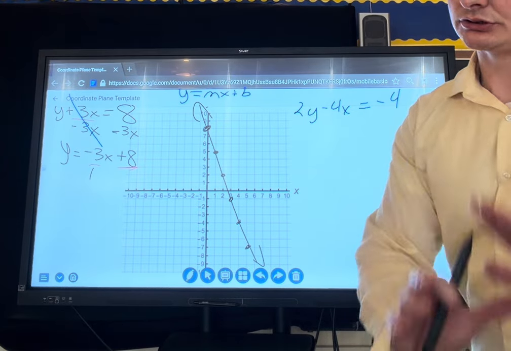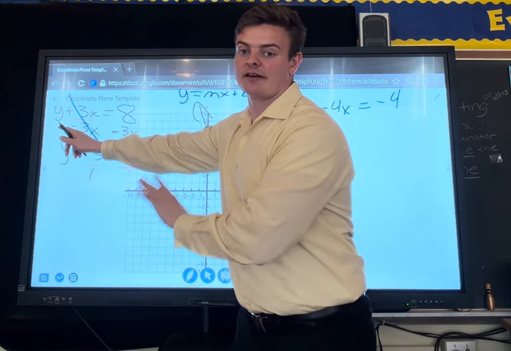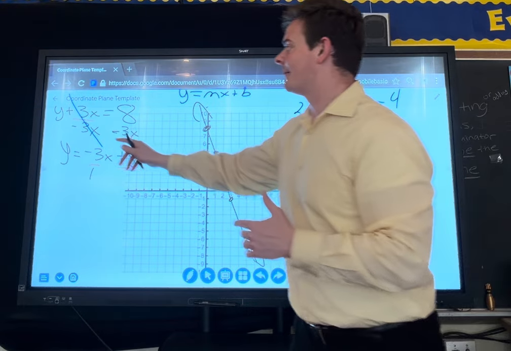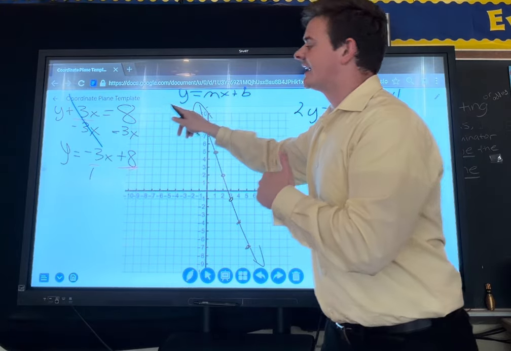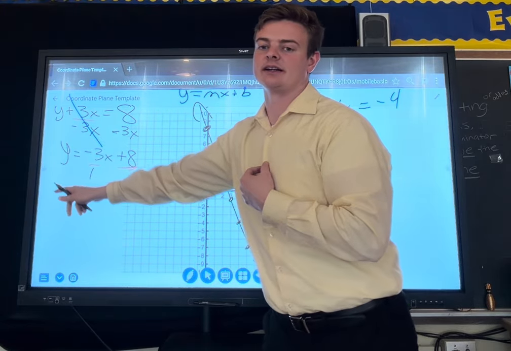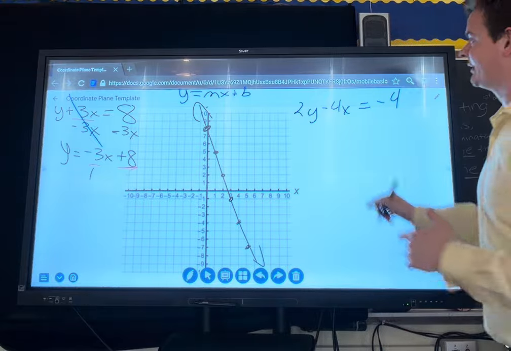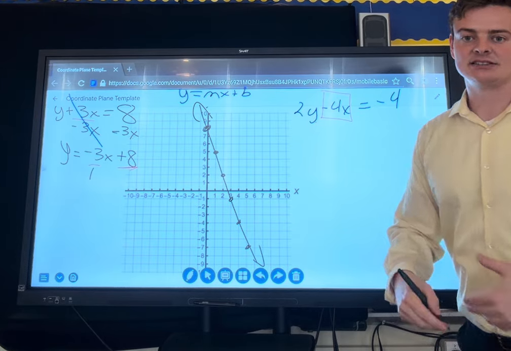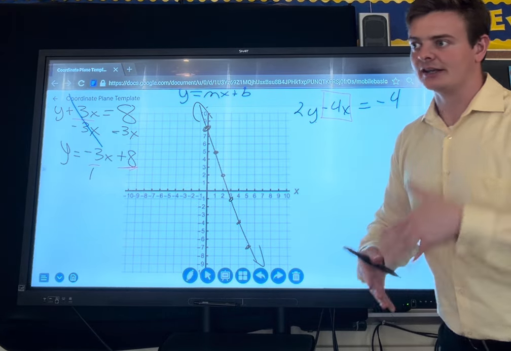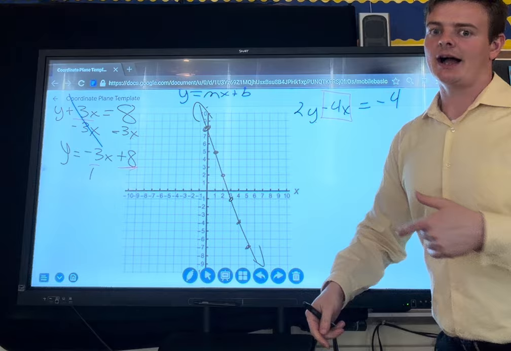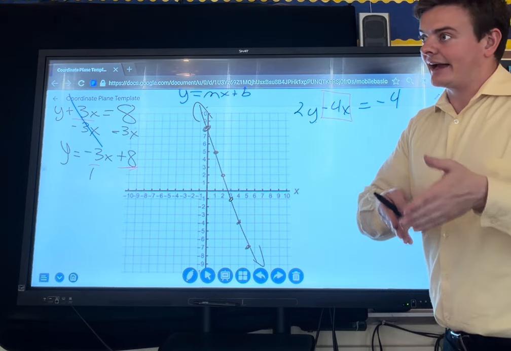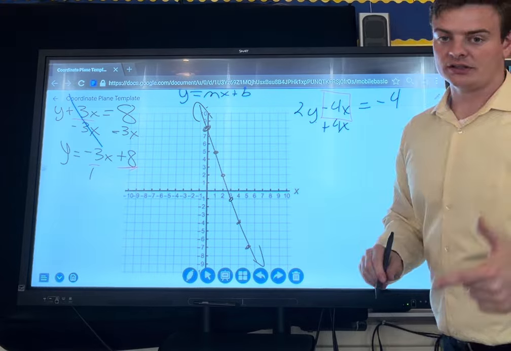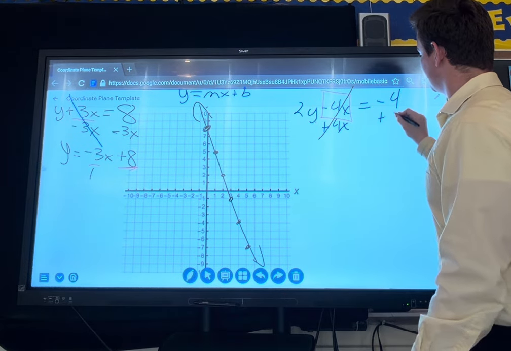Nice. Just to recap, I couldn't graph it right away. There was a plus 3x next to it, so I had to get rid of that plus 3x by subtracting it. If I do it to one side, I do it to the other, and now my y is by itself. Same thing here. Is my y by itself? No. There's this annoying negative 4x next to it. How do I get rid of a negative 4x? I do the opposite or the inverse of negative 4, which is plus 4. But if I do it to one side, I must do it to the other.